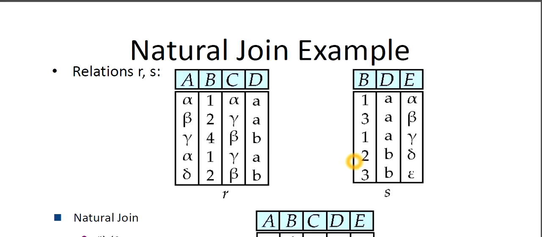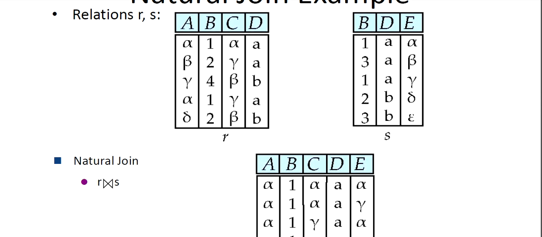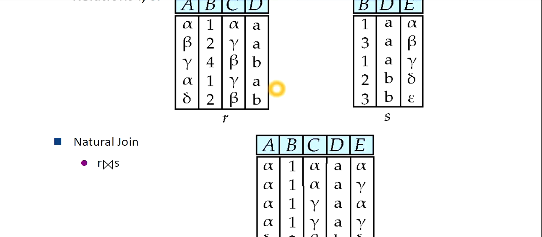Clear? Now, as a natural join example, I'm considering this ABCD table and BDE table. You can take a screenshot, it will help you to analyze. So A, B, C, D, and B, D, E. You see that B and D are the common attributes. So as a natural join, we'll have A, B, C, D coming from R, and E from S.